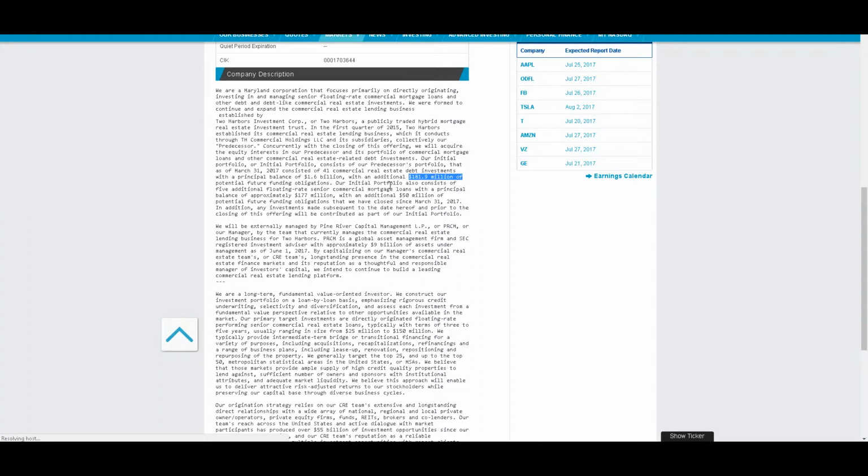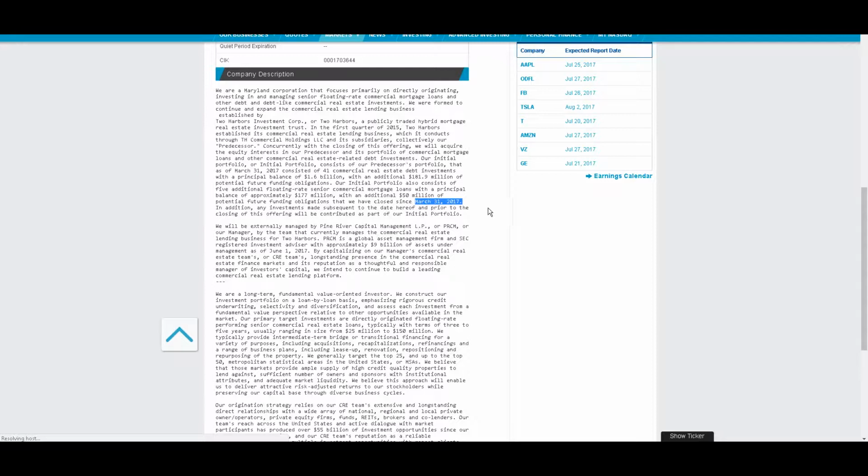And their initial portfolio also consists of 5 additional floating rate senior commercial mortgage loans, with a principal balance of approximately $177 million, with an additional $50 million of potential future funding obligations. So again, more loans. They're probably looking at the market, and they have that room to grow, handing out loans. And this is all as of March 31st, 2017, of course.